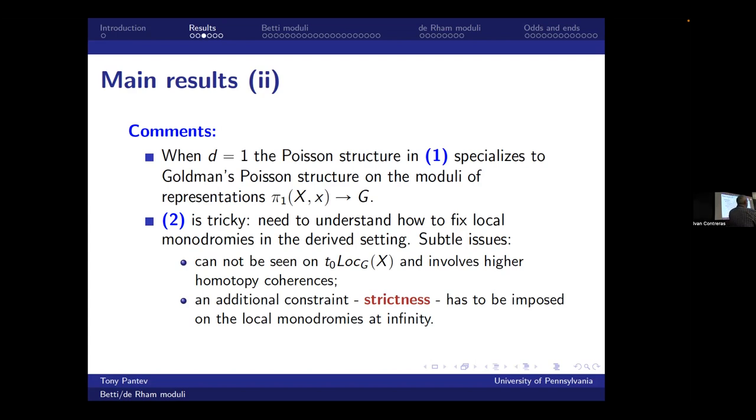And the condition on the derived stack actually involves some non-trivial homotopy theoretic data. And also, it turns out that in higher dimensions, when the boundary divisor at infinity is not smooth, when it has extra components, many components intersecting, there is a non-trivial condition on the local monodromies at infinity. It's not just enough to fix conjugacy classes of monodromies around each component. There is a condition on those conjugacy classes that is necessary and sufficient for them to give you a symplectic leaf. So we call this condition strictness, and hopefully I'll show you what it is.